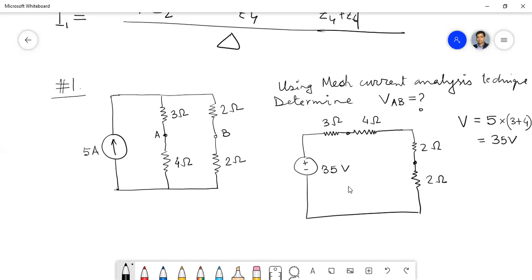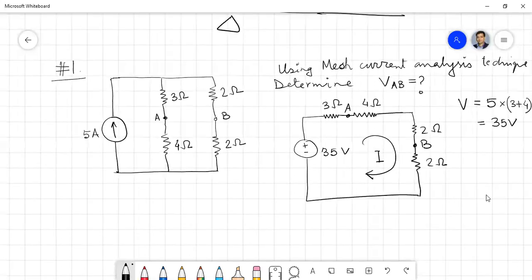Now these points will not change. That means this is the A point and this is the B point, because the A point is the junction between the 3 ohm and 4 ohm, and B point is the junction between the 2 ohm resistances. Now in this circuit we got only one loop, so only one loop current is sufficient. Suppose I. Now the thing is very easy.